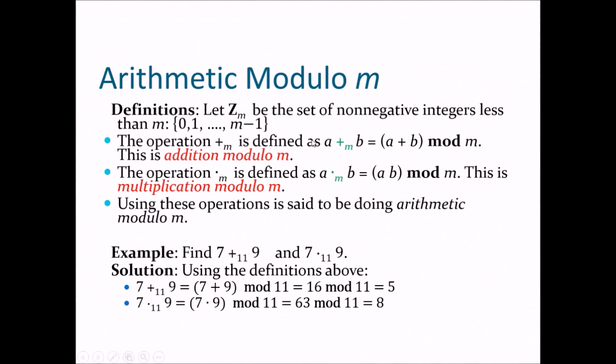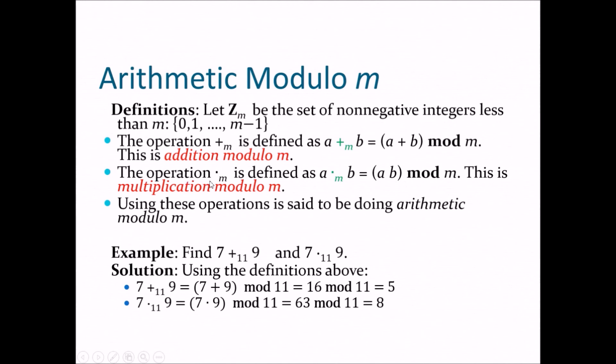Next, arithmetic modulo m. Let Zm be the set of non-negative integers less than m, that is 0, 1 to m minus 1. The operation addition modulo m, written as plus with subscript m, is defined by a plus_m b is equal to (a plus b) mod m. That is, when we add both the numbers, we first add and then divide by m, and the remainder will be the answer.